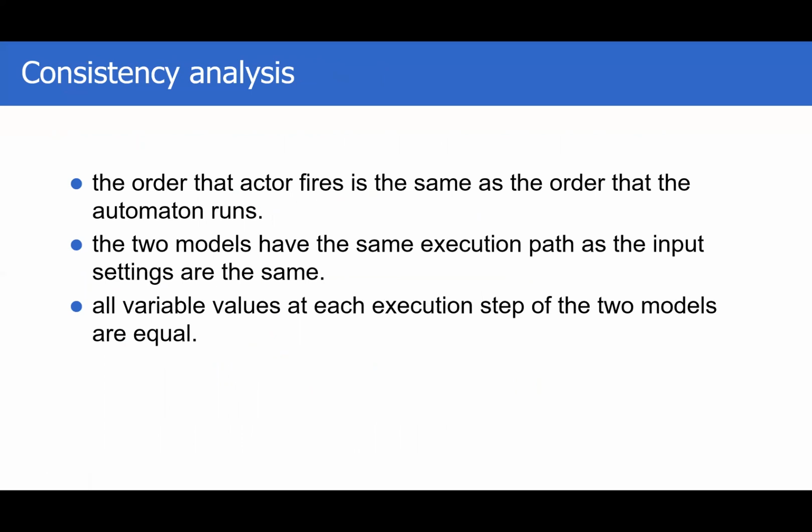Consistency analysis. Consistency is a very important problem for the model translation. We have to guarantee the consistency of these two models. The order of the actor fires is the same as the order that the automaton runs. Another reason is that two models have the same execution paths. We check this from the simulation of these two models. The third reason is that all variable values at each execution step of these two models are equal.